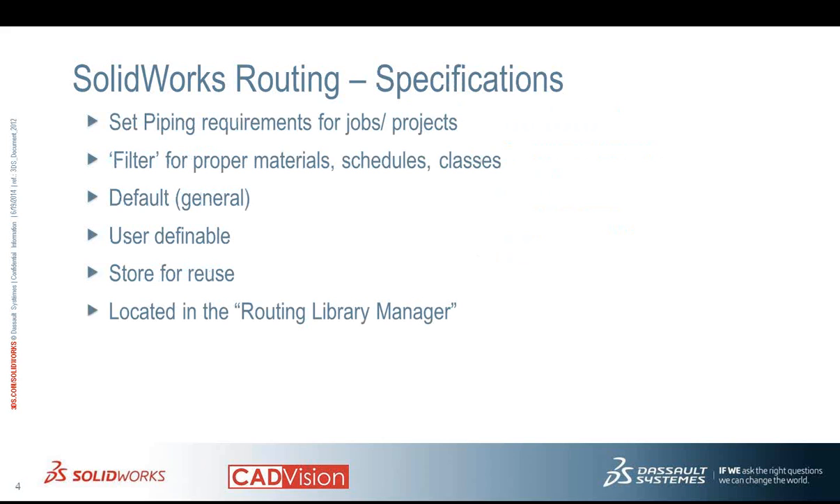So in SolidWorks Routing, what are the specifications? I will show you later in the SolidWorks interface. You need to set the requirements. You can set the piping requirements for your job or project, so you can filter for the proper materials, schedules, and different classes of your pipes. It comes with general templates and general default settings. It can also be user defined, so you can store certain data to be reused in the future. All of these are located inside the Routing Library Manager. We're going to go to that later.